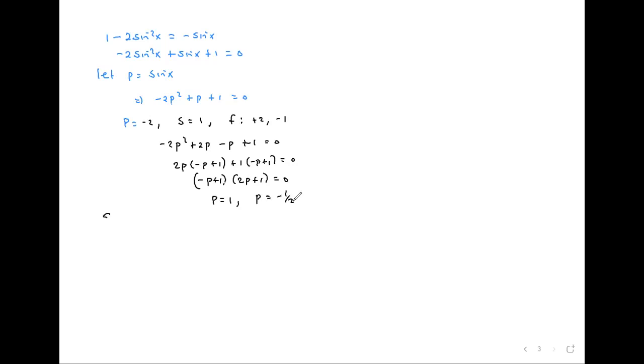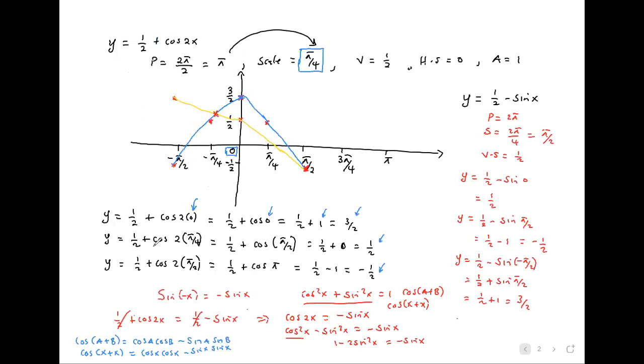But what is p? p is sin x. So sin x is 1, or sin x is negative half. Then find the values of x that give us 1. So of course we know that x is equal to 90, meaning that we have found this one here.